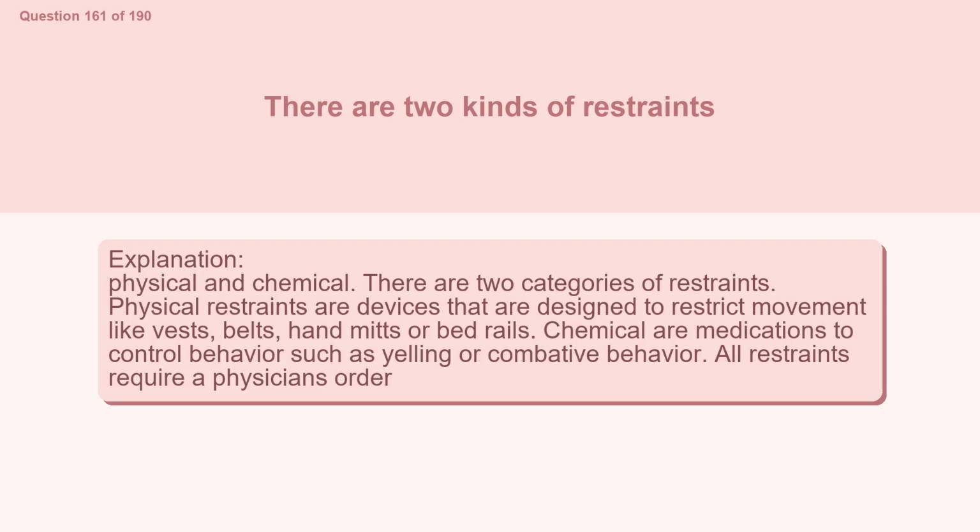Physical and chemical. There are two categories of restraints. Physical restraints are devices that are designed to restrict movement, like vests, belts, hand mitts, or bed rails. Chemical restraints are medications to control behavior such as yelling or combative behavior. All restraints require a physician's order.